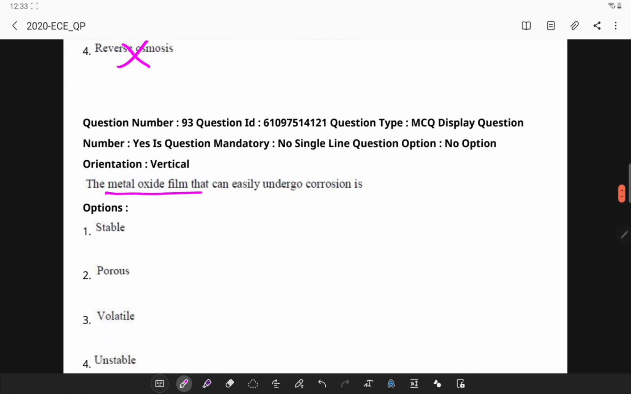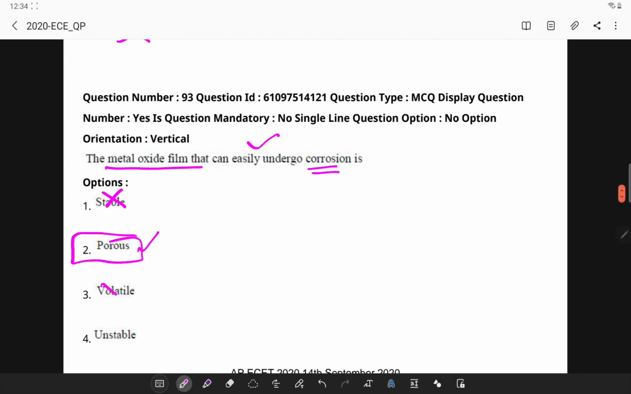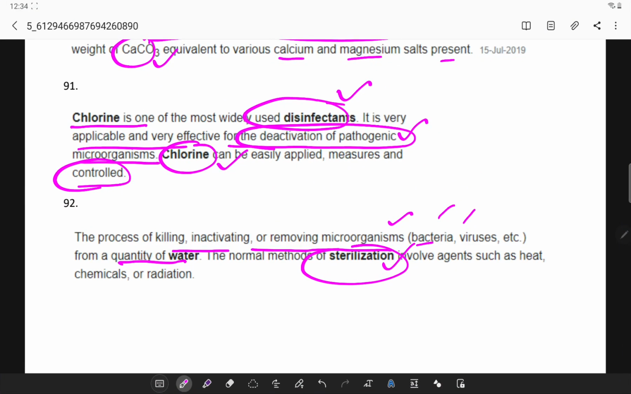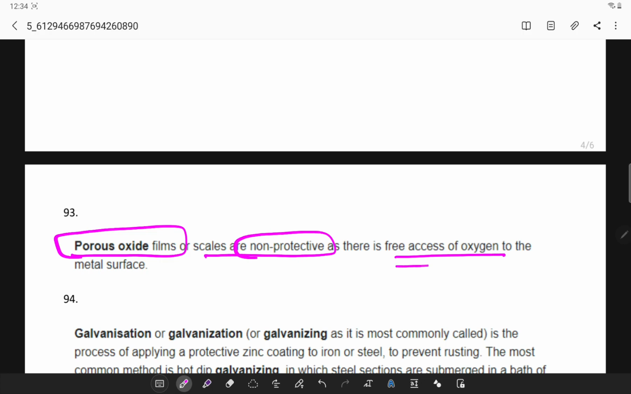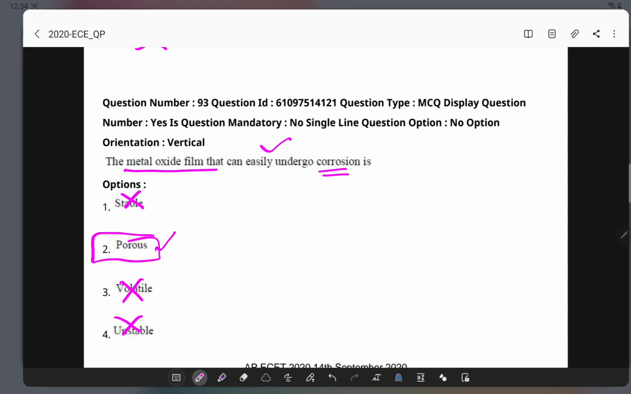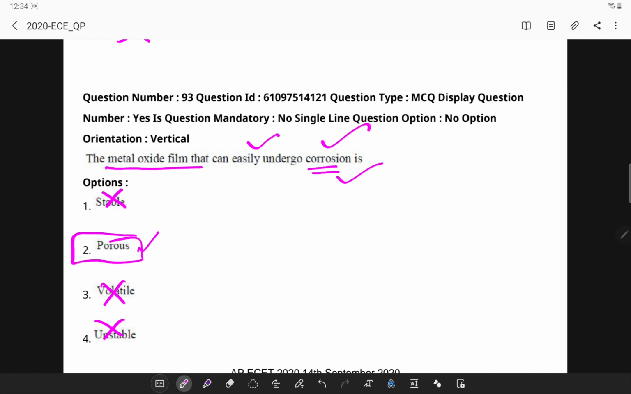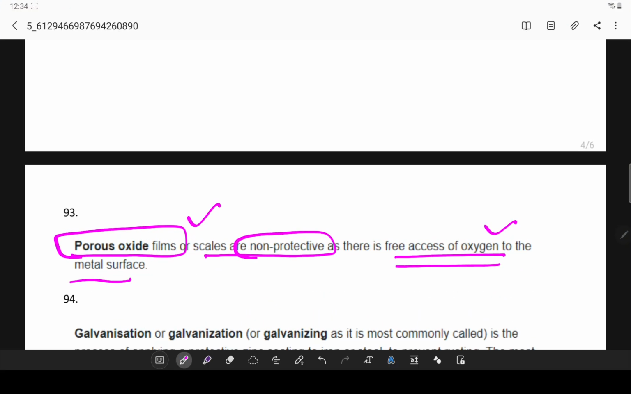So the metal oxide film that can easily undergo corrosion is generally porous. If it is stable, it will not undergo corrosion. If it is volatile or unstable, so porous oxide films are the scales of non-protective which have free access to metal surface, and that is why there is a high chance of corrosion. So remember, it has to be porous oxide films.